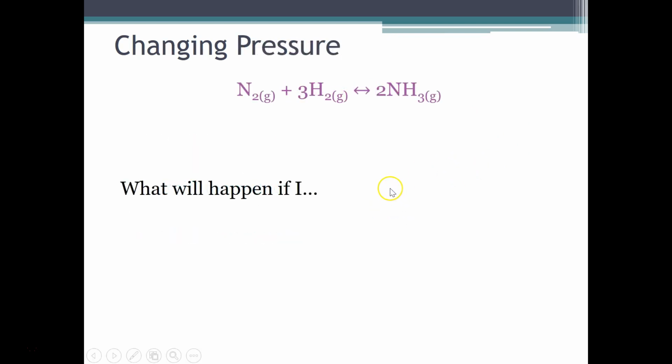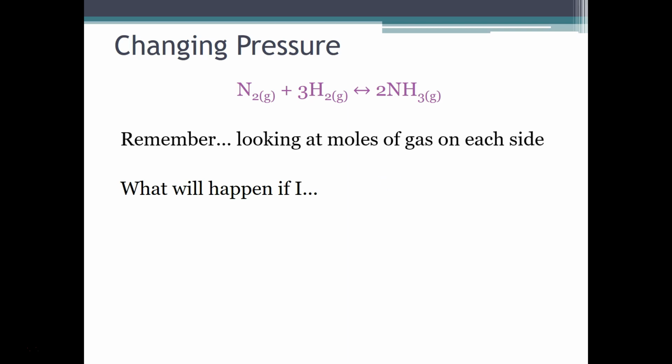All right, so changing pressure. When I look at an equilibrium of gaseous reactants and products, if we change the pressure, we can cause the reaction to shift. And when we're looking at these systems, it's important to look at the number of moles of gas on each side, because pressure will always flow from high pressure to low pressure. That's actually how weather works.